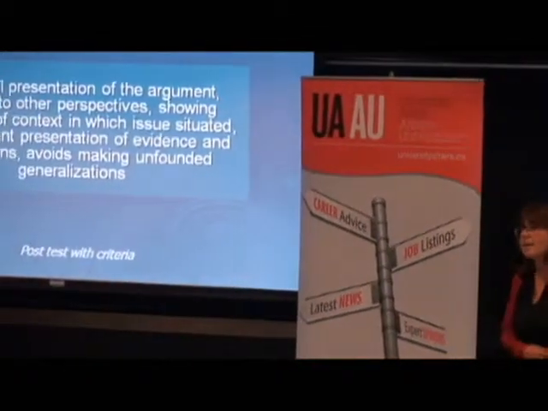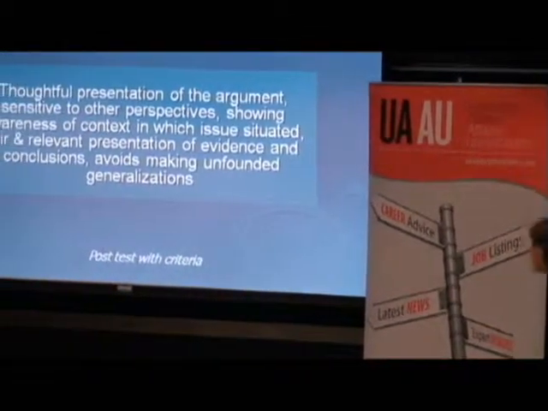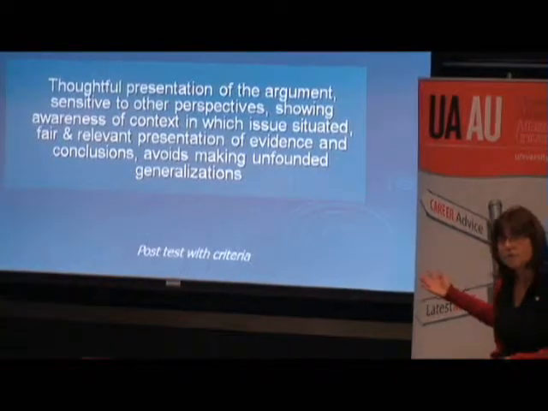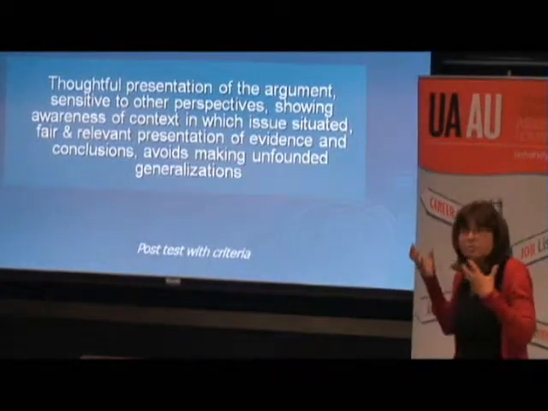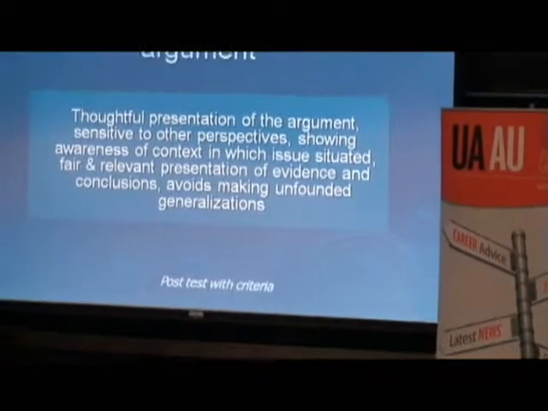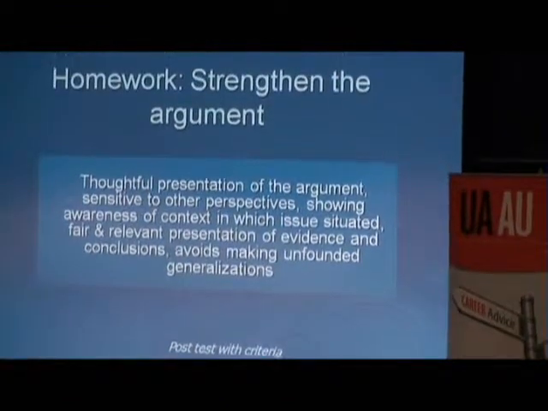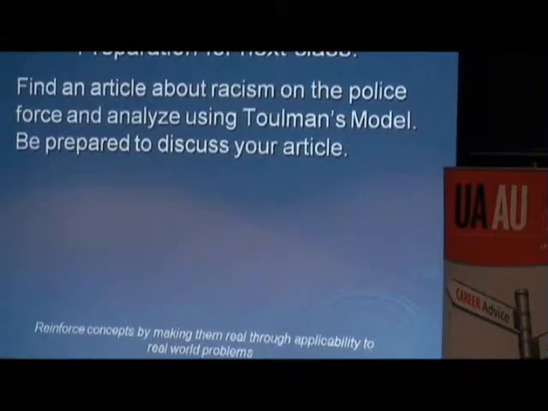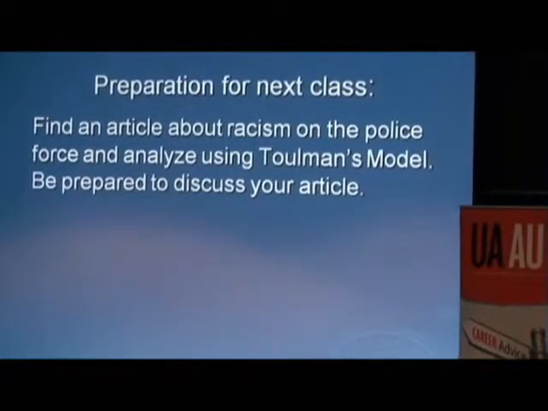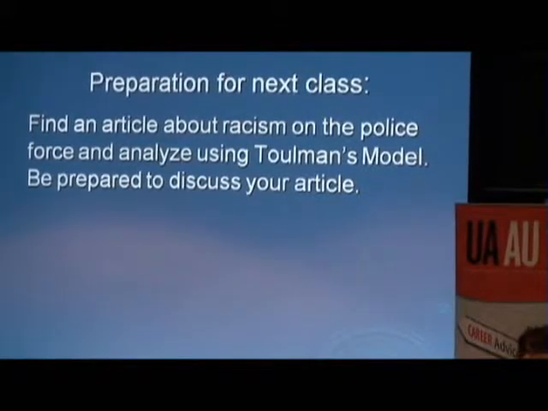Anyway, then for homework, I have them strengthen the argument. I give the post-test criteria that I'm looking for, how I want the students to be able to look at the creation of a better argument that perhaps doesn't have the flaws that my own spurious quote had in the previous one. And then I have them think about the next class, for them to bring in some articles about racism to see if the Toulmin model fits, where they find the arguments, whether there are warrants, and so on and so forth.